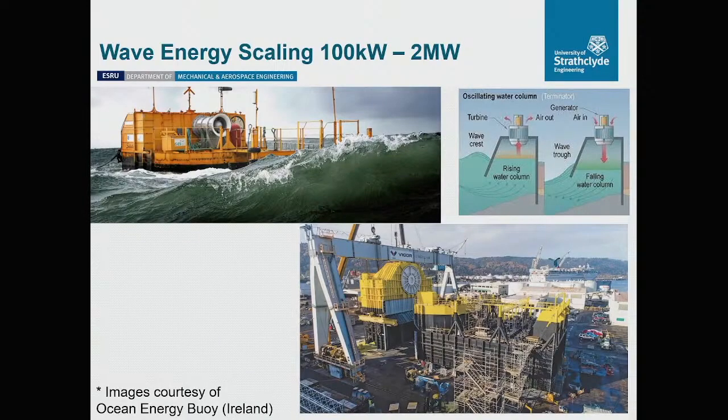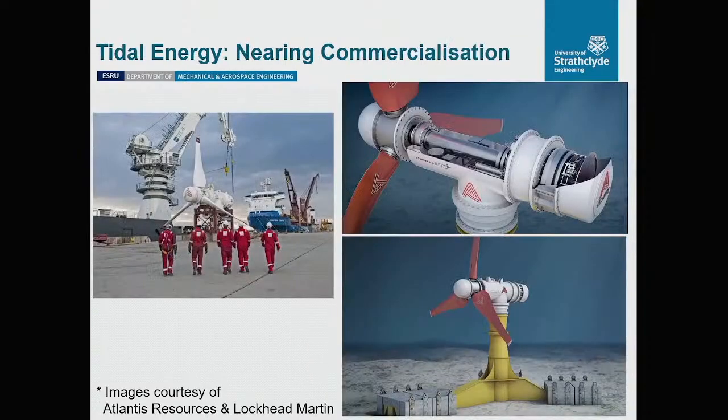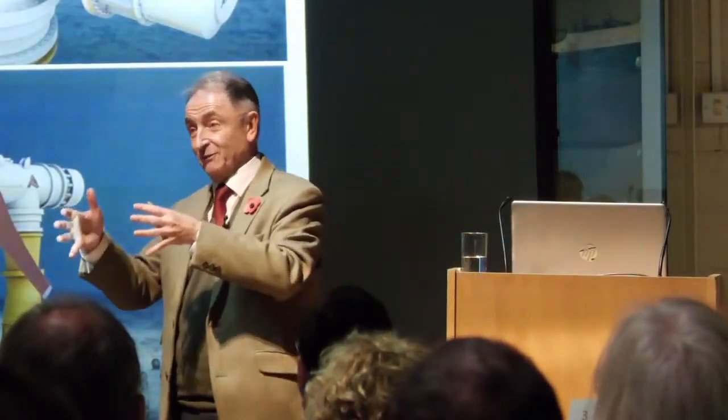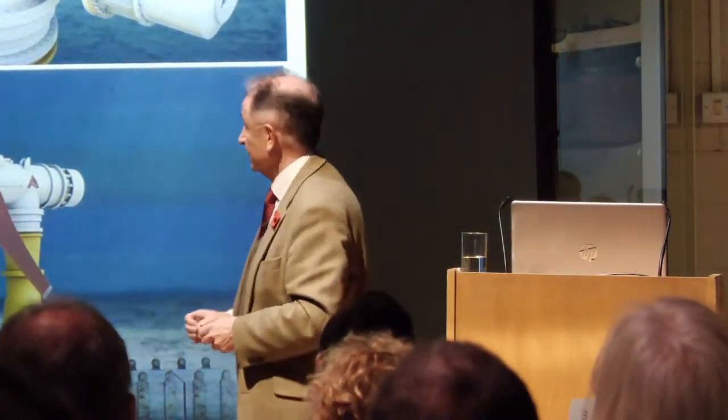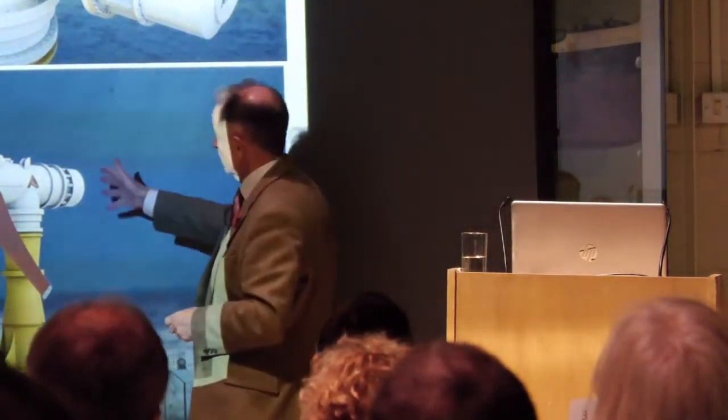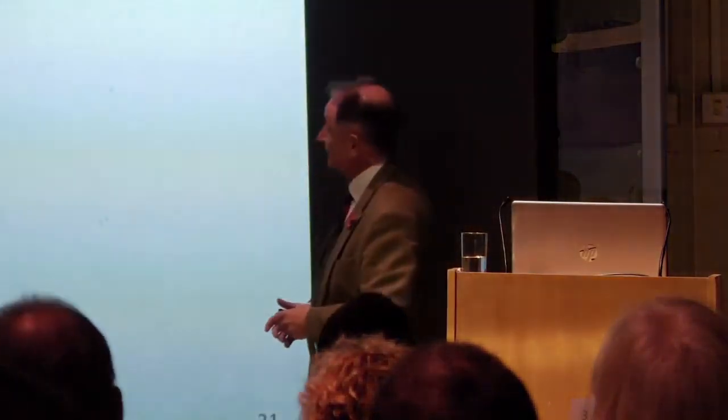So wave is still, again, a tough place to be. Try to scale up to the megawatt range. But there's lots of great companies in there, Ocean Energy Buoy, Oscillating Water Columns. Tidal energy is nearing commercialization now, and here's Atlantis Resources and Lockheed Martin. So for those, again, there's lots of engineers in the room, and you start to see that design convergence. You start to see a lot of different tidal devices looking like each other. So you can see that the engineering optimization is coming up with a set of devices. So it's going to be about value-added engineering and deployment at great scale, multiple megawatts, and that's going to be important.